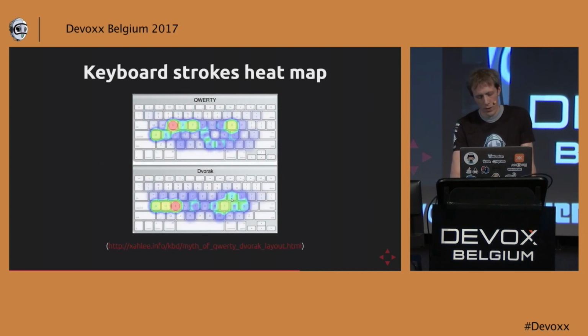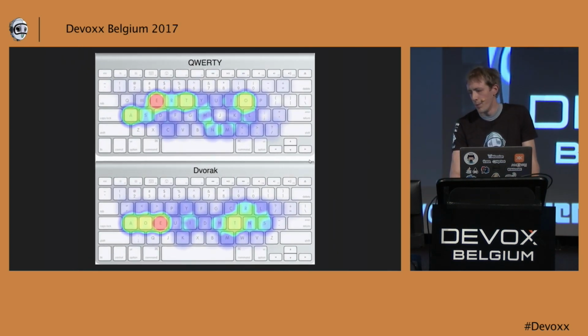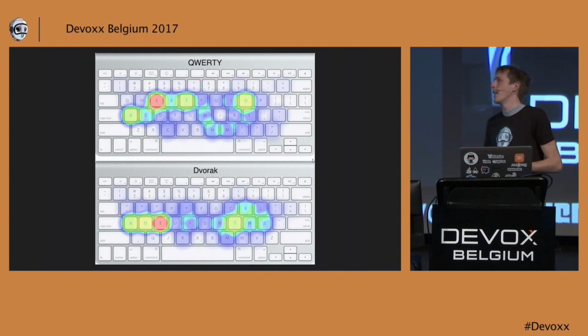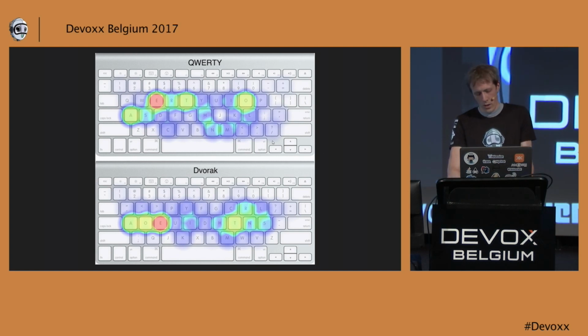This is a heat map. This illustrates my point. The red is used the most. The letter E is the most common letter in the English language, and the O also quite a lot. So you can see in this heat map that Dvorak uses mostly the home row, not the top row. So less finger movement there.